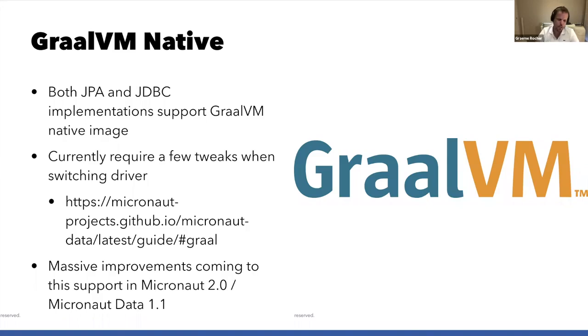Now, Micronaut Data JDBC, because it's smaller and doesn't have reflection and requires a lot fewer dependencies, produces much shorter build times and much smaller native images. So again, another reason to consider Micronaut Data JDBC over JPA if you're looking at native image, because you will essentially have smaller, more efficient images with Micronaut Data JDBC.